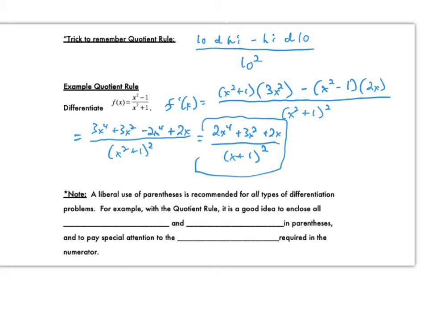You've seen me use it a couple of times already where I throw in extra parentheses. And with the quotient rule, it's always a good idea to enclose all of your numerators and your denominators in parentheses. And pay special attention to the subtraction that you need to do in the numerator. You've got to distribute that negative, otherwise you're going to be in a little bit of trouble.